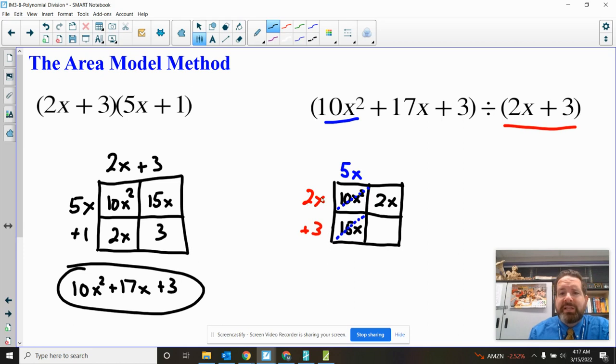What do you multiply 2x by to turn it into a 2x? Well, you multiply by 1. Do the same thing then down here. Multiply to fill in the box. And what I'm going to see is that I now have all 17 x's taken care of. And for my constant, I need a 3, and I have it. So there is nothing left over. This divided in evenly, and my result, my quotient, is whatever is across the top.